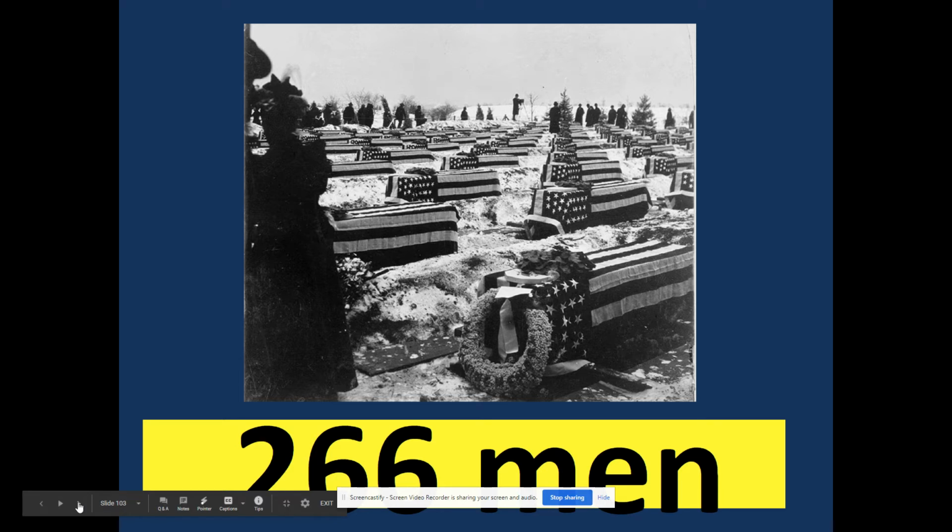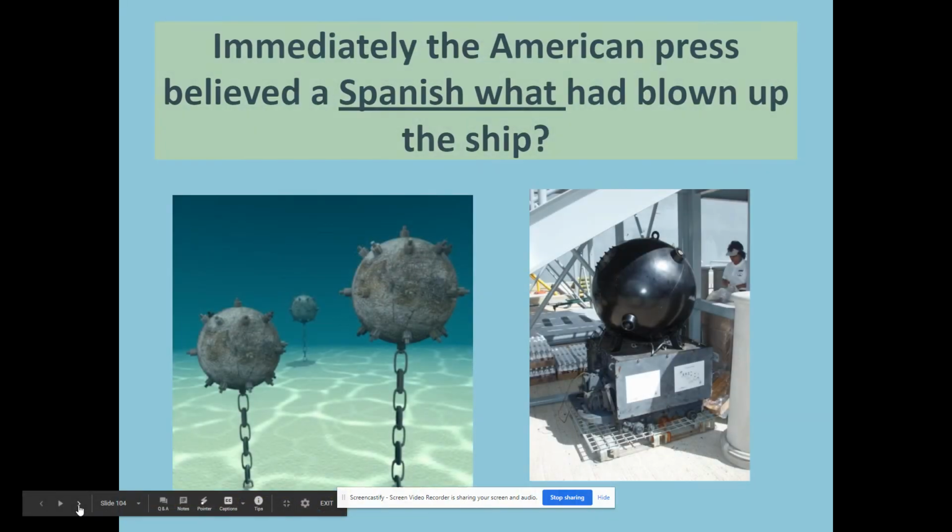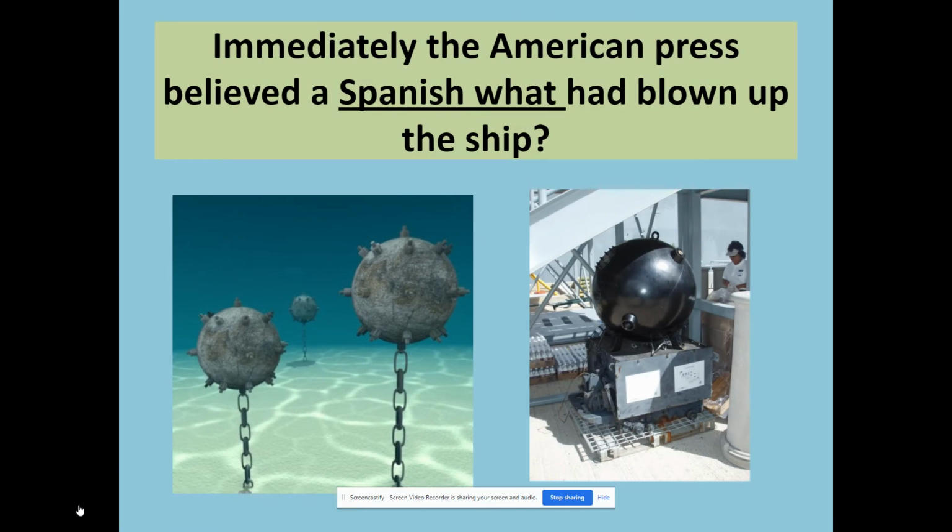Now, these are the coffins of the 266 U.S. sailors that died. They were brought back to Arlington Cemetery, where they are buried there to this day. There's a special component of Arlington Cemetery right outside of Washington, D.C. and Virginia for just these men that were killed. Now, this is going to anger and scare the United States. How dare our military men die?